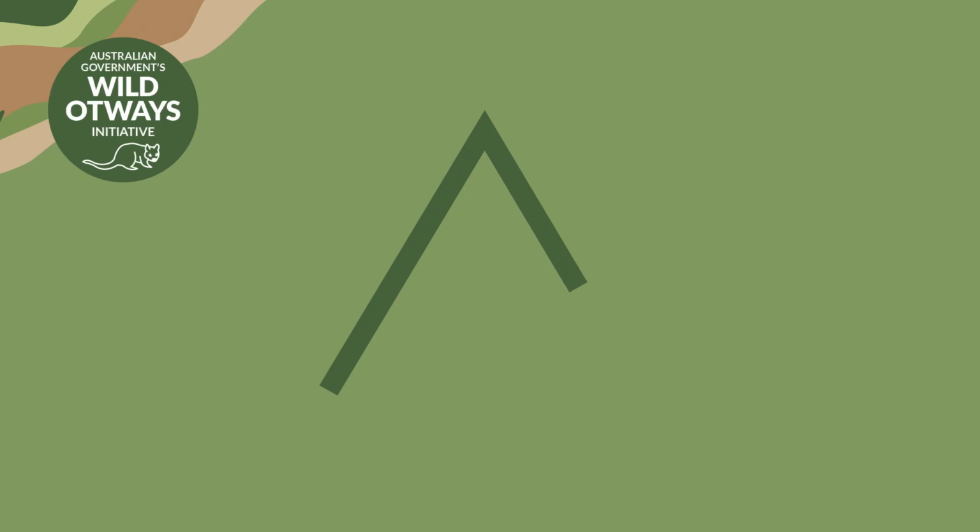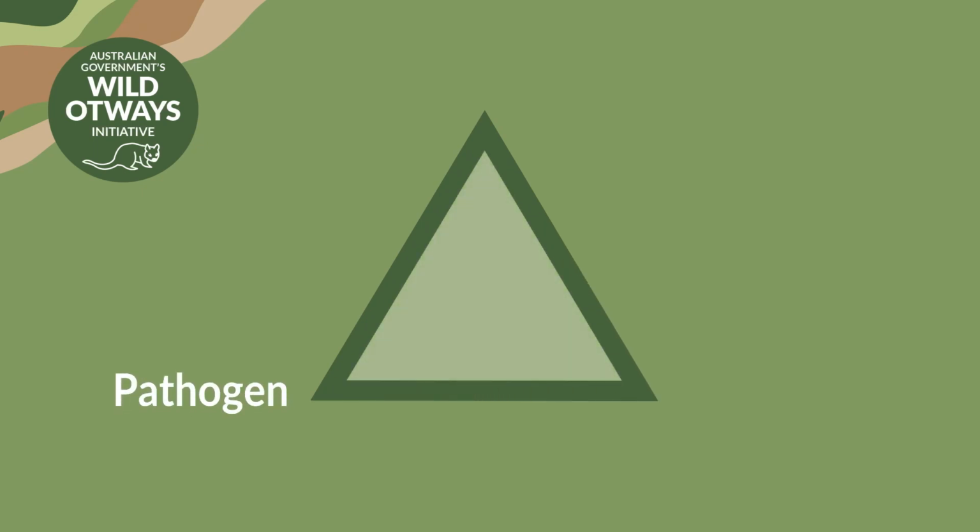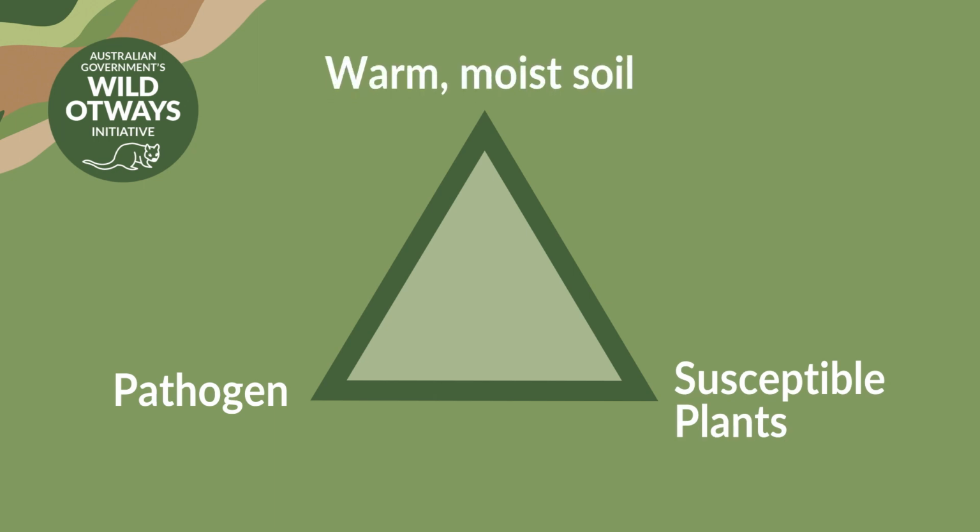Phytophthora Dieback requires three things: the pathogen in the soil, plants that are susceptible to the pathogen, and warm, moist soil. These three things form the disease triangle and mean that the disease can be spread by humans from one area to another. If one of these things is missing, then the disease will not be active.